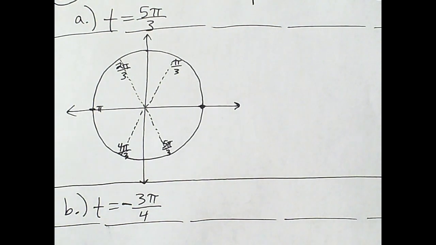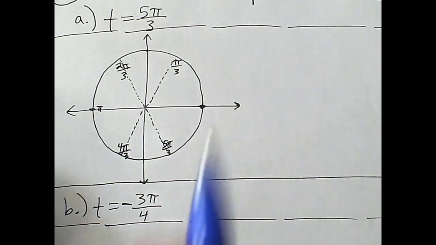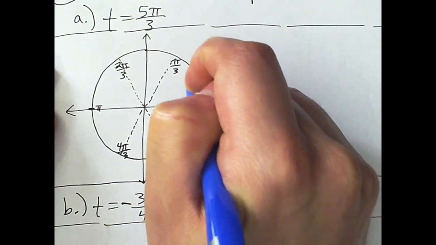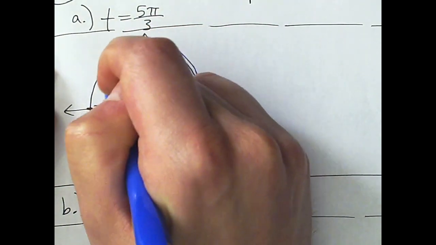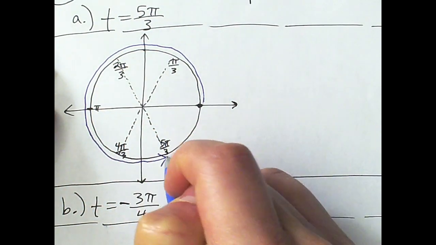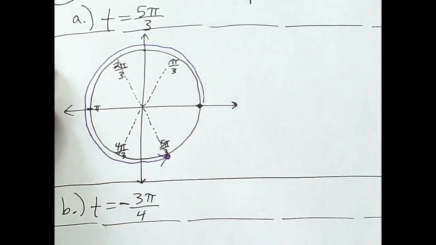So sometimes writing little guides like this will help you. Let me get my blue pen out. All right, so we start at the usual spot. We go counterclockwise with a t-value of 5 pi over 3, and we stop here, and we want to know what is that terminal point, okay?